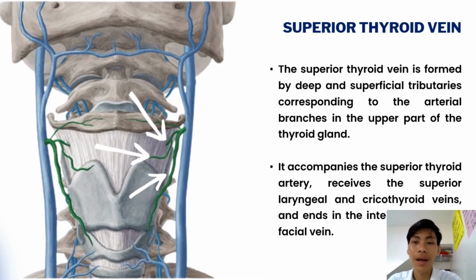The superior thyroid vein is formed by deep and superficial tributaries corresponding to the arterial branches in the upper part of the thyroid gland. It then accompanies the superior thyroid artery, receives the superior laryngeal and cricothyroid veins, and ends in the internal jugular and facial vein.